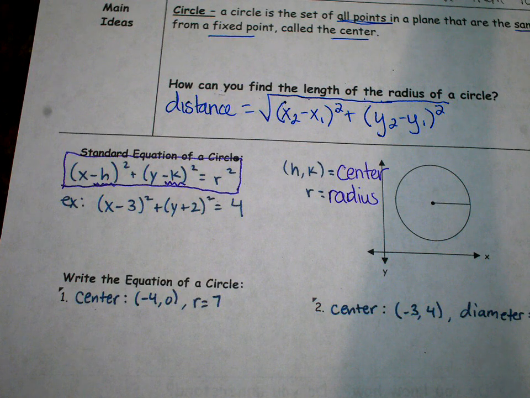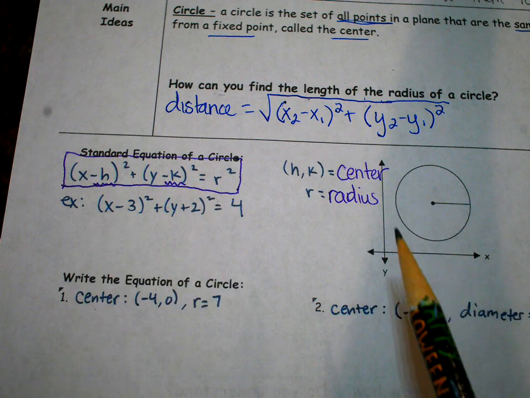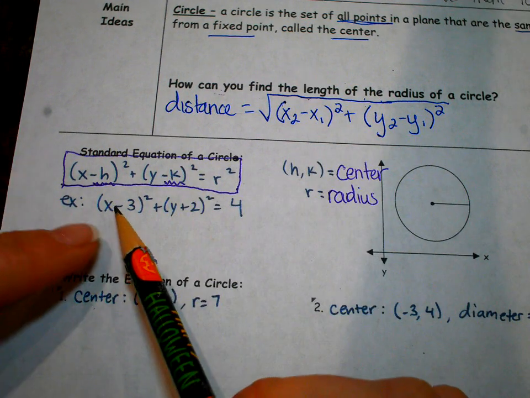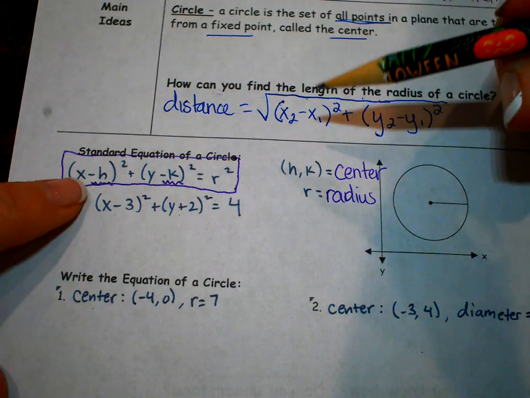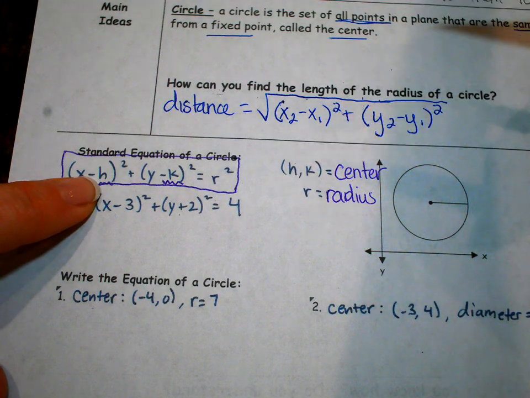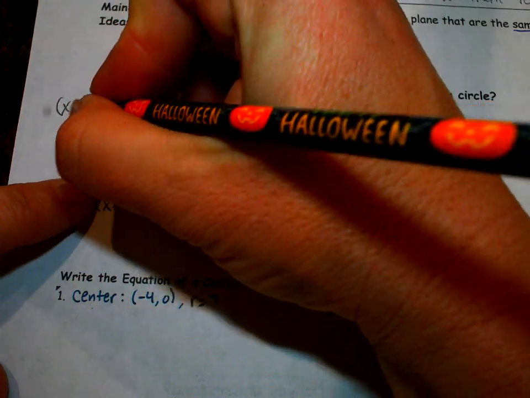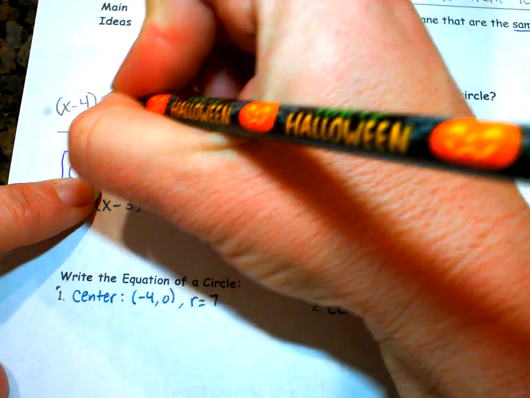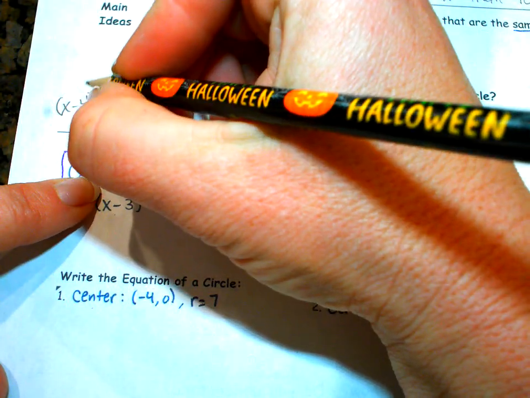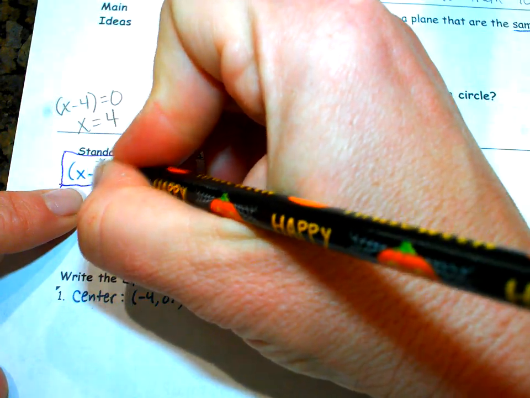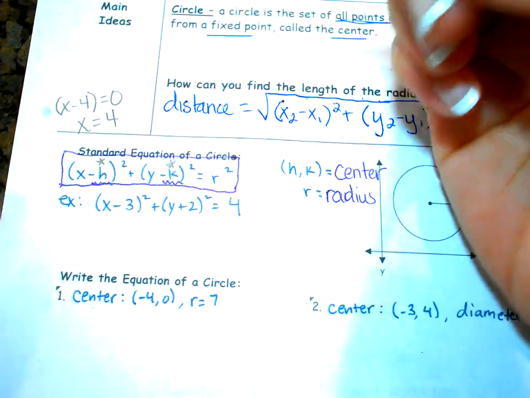So now let's say I've got this example here. I want you to notice how my h in my equation is always the opposite sign. Remember, that's like the zero product property. If I told you x minus 4, wouldn't the value be 4? So it's always the opposite sign, right? Remember that. It's always the opposite sign.